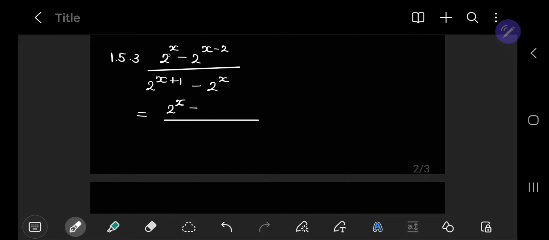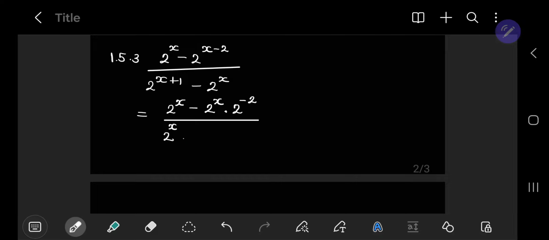the first term is fine, right? There's only one exponent on it. But notice your second term has 2 different terms in the exponent. It has x and it has minus 2. So we're going to write this as 2 to the power x times 2 to the power negative 2. In our denominator, the first term as well, it has 2 terms in the exponent.